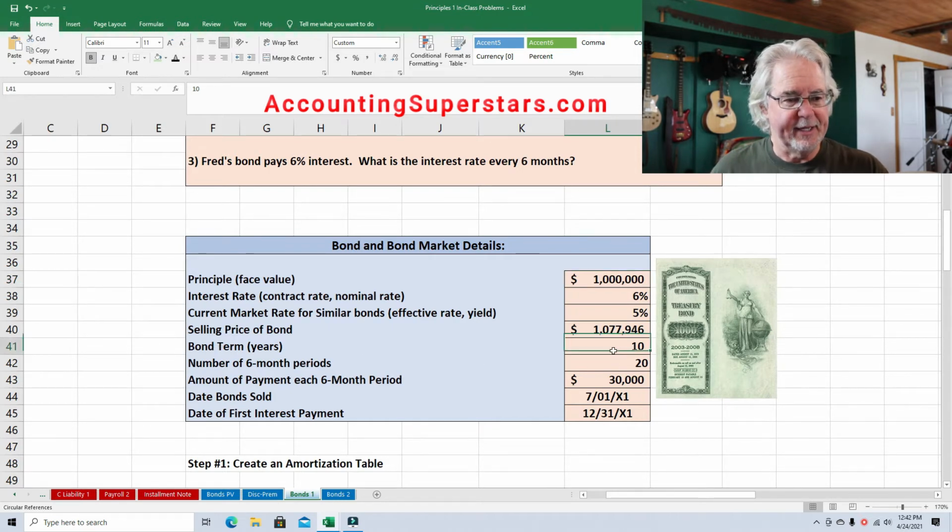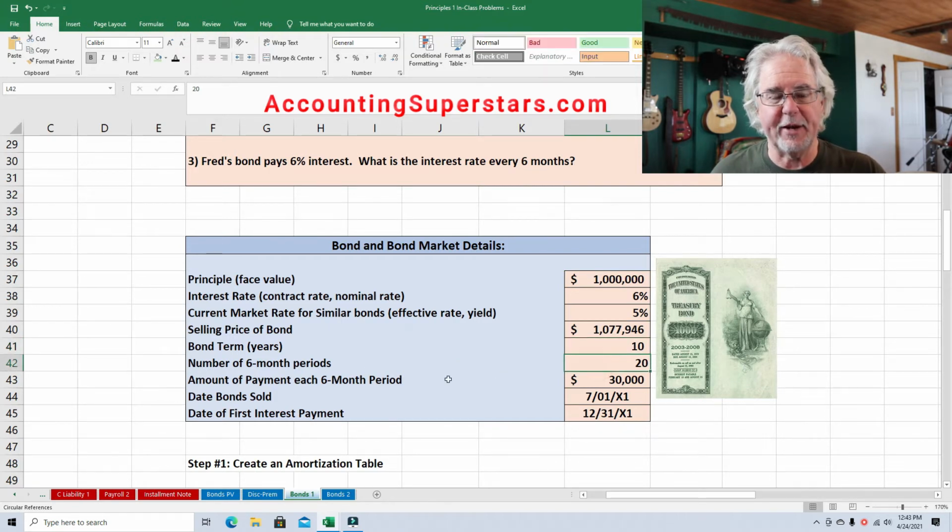The bond term is 10 years. And the number of 6-month periods is 20 because there are 2 6-month periods per year. So 10 times 2 is 20. The amount of the payment each 6-month period is $30,000. So where do we get that? Well, if we take the 6% interest per year, cut it in half into 3% every 6 months, 3% times $1 million is $30,000.